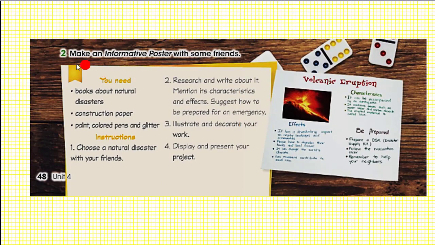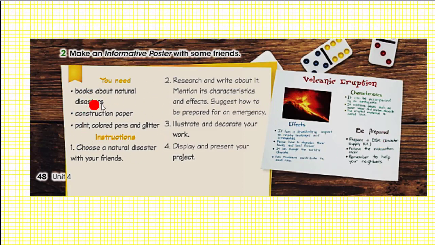In activity number 2, we make an informative poster with some friends. Vas a hacer un póster informativo, así como ves acá. El libro nos da un ejemplo, como por ejemplo volcanic eruption, una erupción volcánica, ¿no? Y fíjate acá, el póster tiene 3 cosas, ¿no? Primero, describe las características, characteristics, los efectos, effects, and be prepared, y estar preparado. Así.